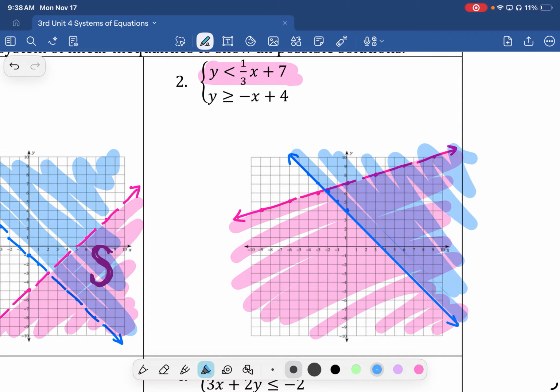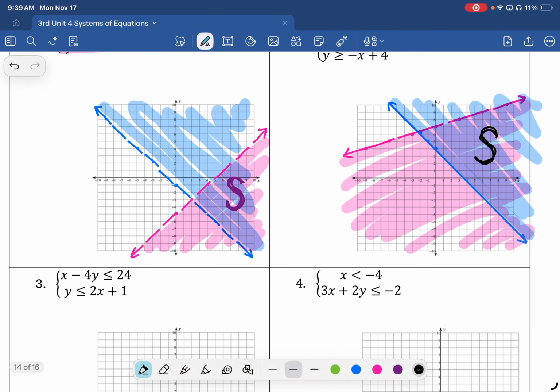Oh, hold on. So the y-intercept, right? Four. Then over to the seven, up 1. All right. Okay. I forgot. Now we're going to look at this one. This one was down 1. That worked.